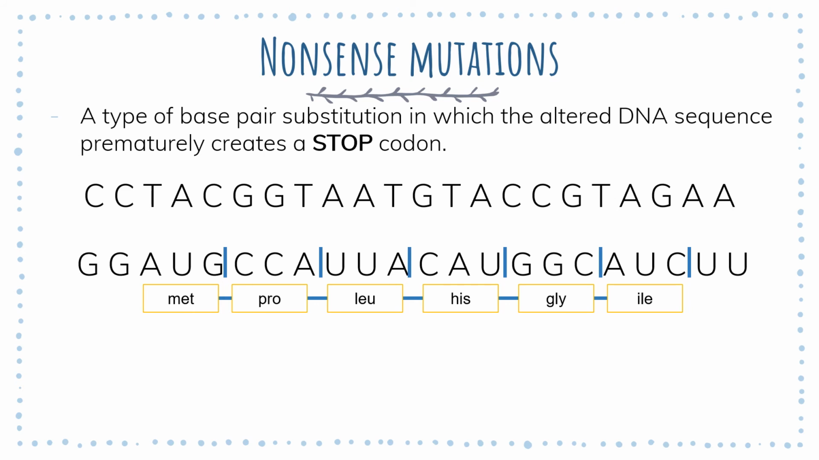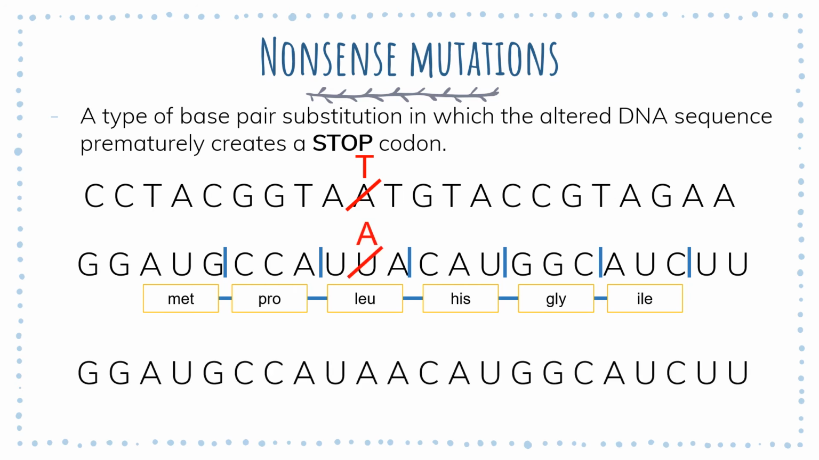However, if the DNA sequence has a base pair substitution, in which A is replaced with a T, the resulting mRNA will also change from a U to an A. The new mRNA sequence will be as follows. You'll notice that instead of UUA, which corresponds to the amino acid leucine, you have UAA, which is a stop codon.